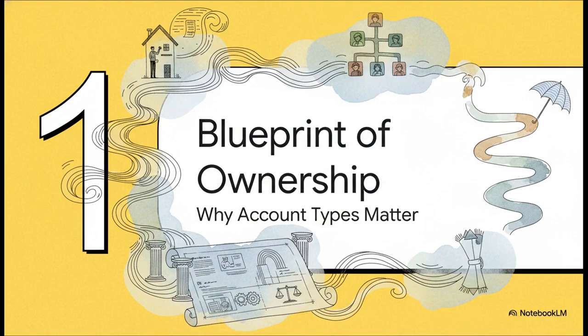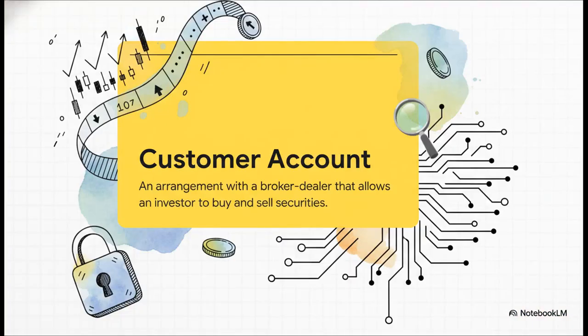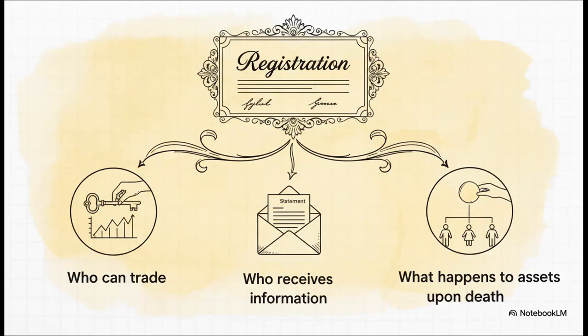Seriously, it lays out all the rules of the road: who's in charge, who gets the money, and what happens when life happens. So, at its most basic level, this is what we're talking about. It's just the formal relationship that lets you get in the game and participate in the market. But the real details, the ones that really matter, are all in how that relationship is set up.